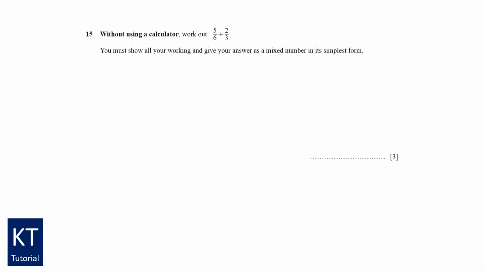Question 15. Without using a calculator, work out the sum of the two fractions. You start by identifying the lowest common multiple for the denominators of the two fractions. Next, you would scale each fraction in accordance and then sum its numerators.